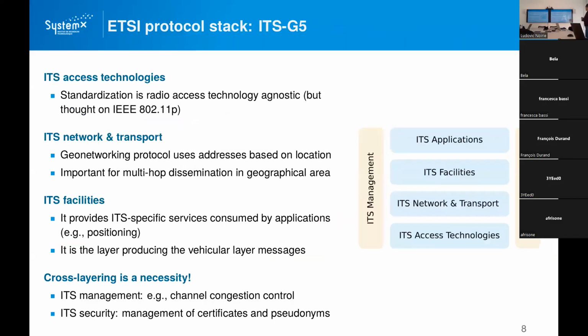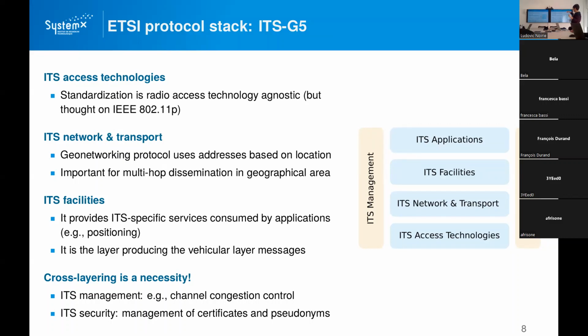Okay, so I wanted to say something about the protocol stack that is standardized by ETSI. This protocol stack is called ITS-G5. At the bottom you have the radio access technologies stack, so it's layers PHY and MAC. All this protocol stack is supposed to be radio access independent, but in fact, this was developed having one specific radio access in mind, which was the one that was used to do vehicular communications for the ITS.